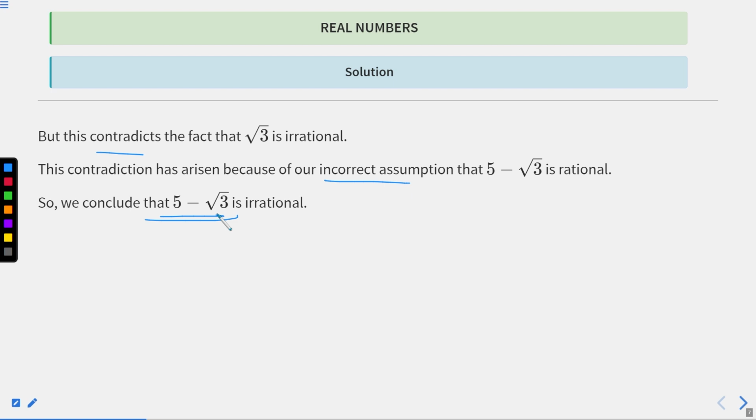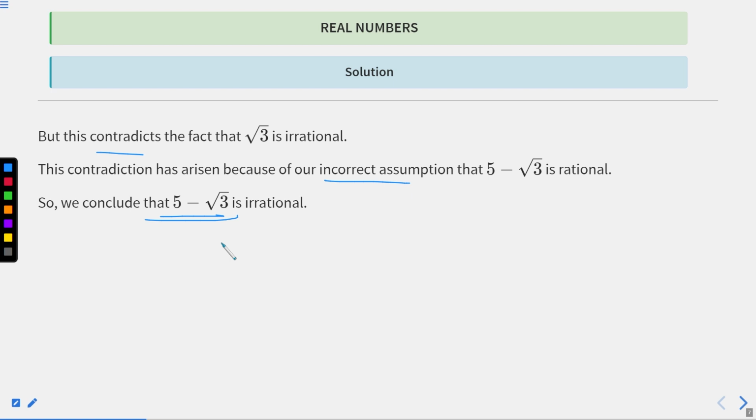Initially we assumed 5 minus root 3 is a rational number. Then at the end of this proof, we get a contradiction to the fact that root 3 is an irrational number. This contradiction has arisen because of our incorrect assumption that 5 minus root 3 is a rational number. And then we conclude that 5 minus root 3 is an irrational number.